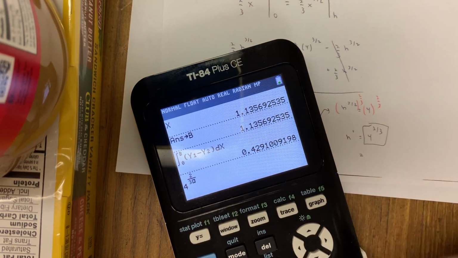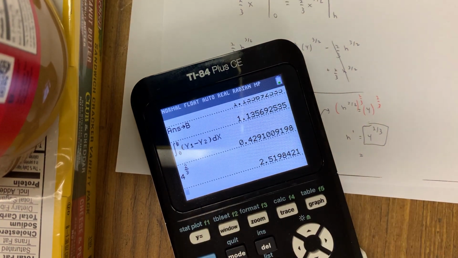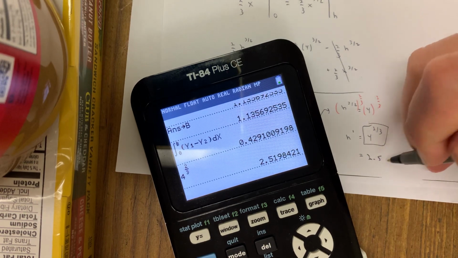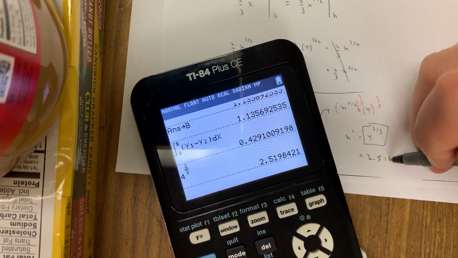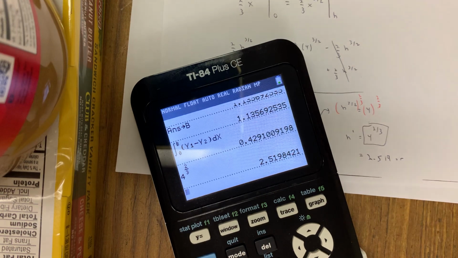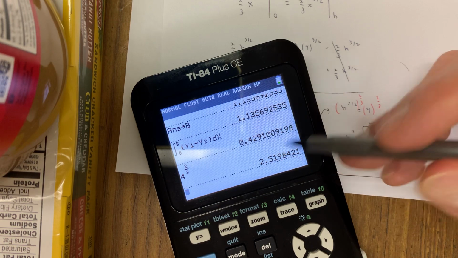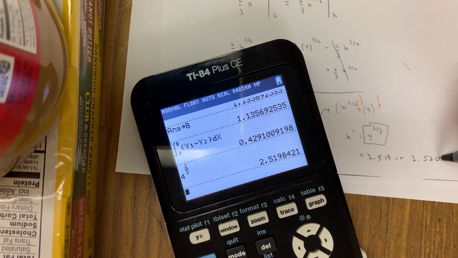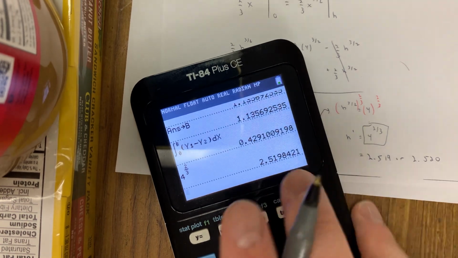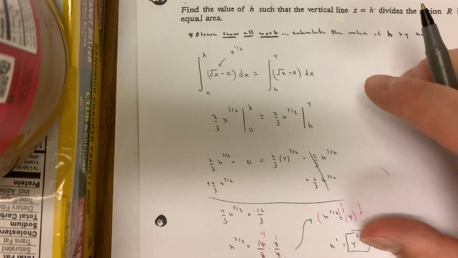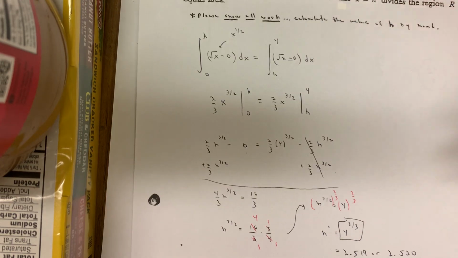But obviously, with a calculator, it is going to be a rational, approximately 2.5. Check this out, 2.519 if you truncate. But it's easier to truncate this than it is to round it, right? Because that 8's going to turn that 9 into a 10. The 10 turns that 1 right there into a 2. So 2.520. So either of those answers are correct. This is the better one because technically you're supposed to do this without a calculator.